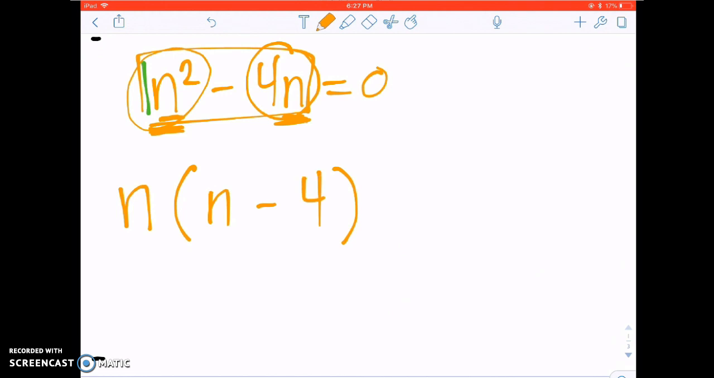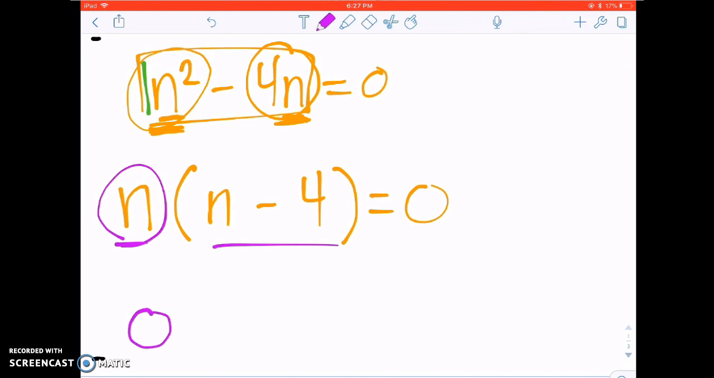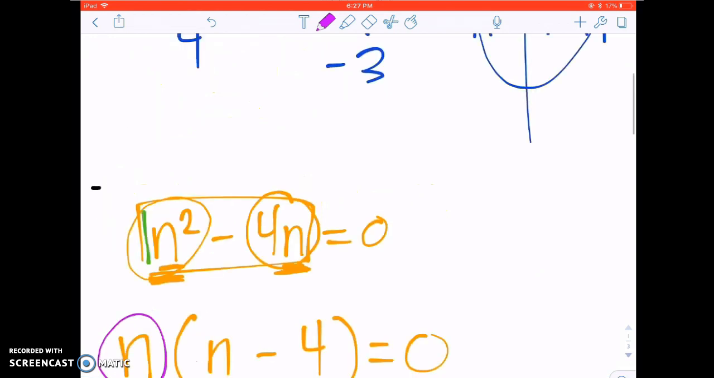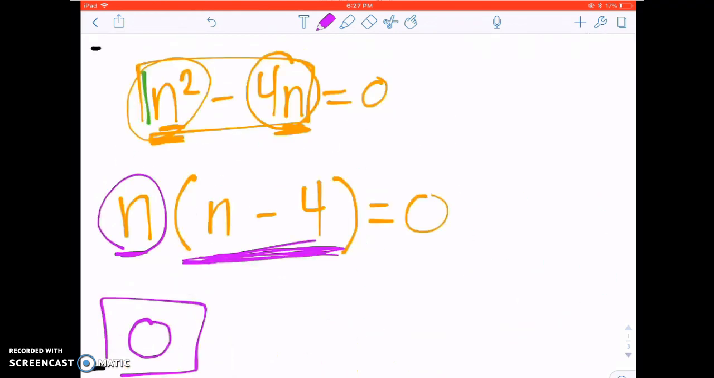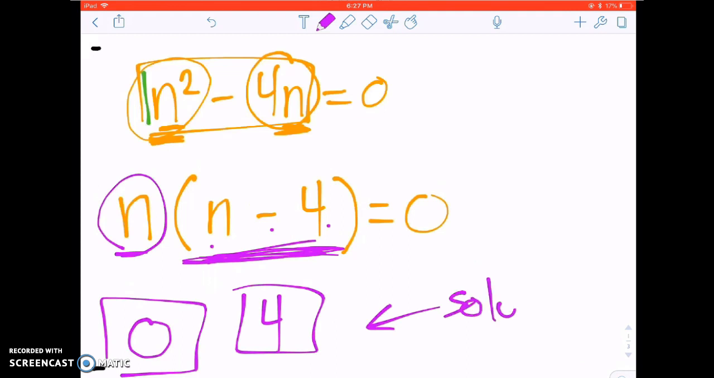And now, as we look at this, we say, hey, what are the things I could plug in either here or here to get this thing to equal 0? In this factor, what could I plug in for n to get this to equal 0? Well, 0. Easy enough. That's one of our answers. And what could I plug in here to get this to equal 0? Think back to what we just did. Positive 4 minus 4 equals 0. So our second 0 is 4. These are our answers: 0 and 4.